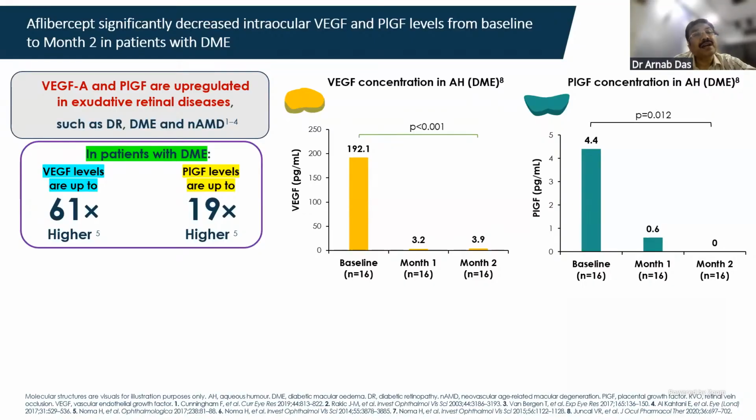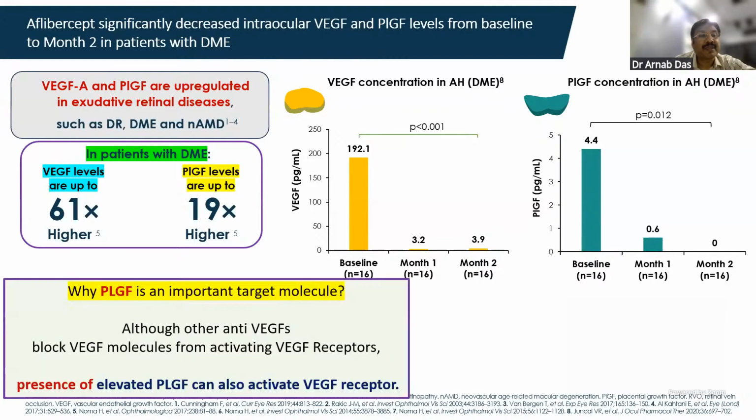VEGF-A and placental growth factor are upregulated in exudative retinal diseases such as diabetic retinopathy, DME, and neovascular AMD. In patients with DME, VEGF levels are up by around 61 times, and placental growth factor levels are up by around 19 times. Why is placental growth factor an important target molecule? Although other anti-VEGFs block VEGF molecules from activating VEGF receptors, the presence of elevated placental growth factor can also activate VEGF receptor 1 and therefore promote angiogenesis, leakage, etc.